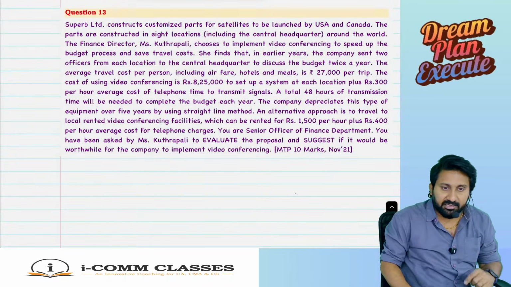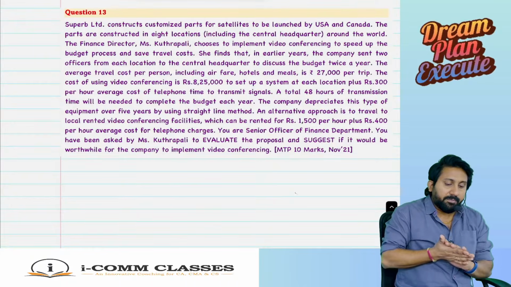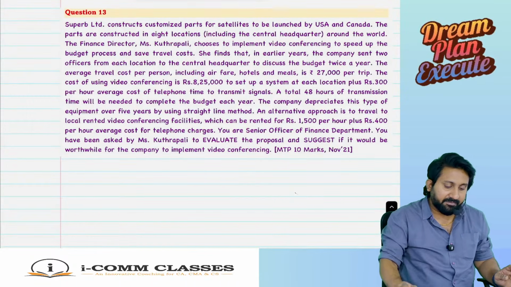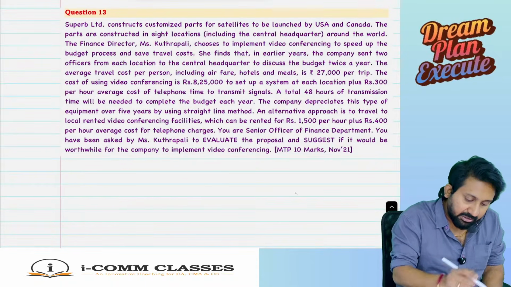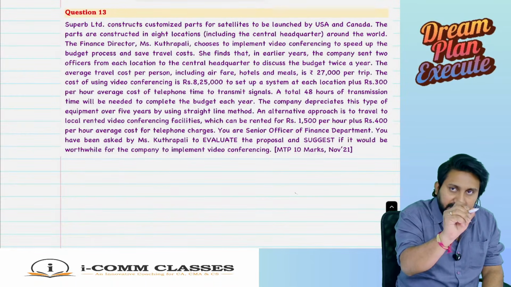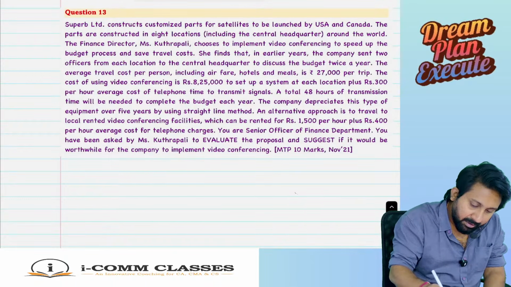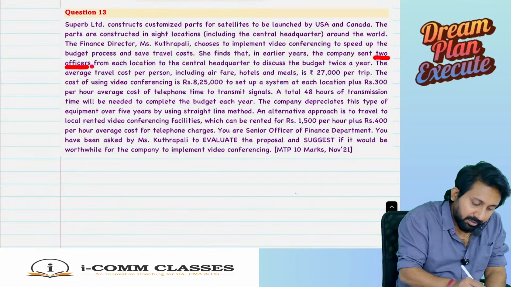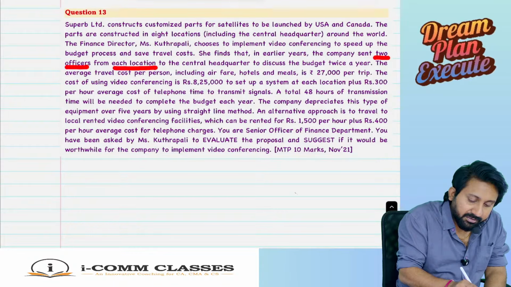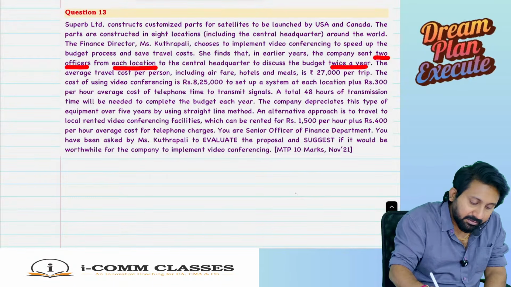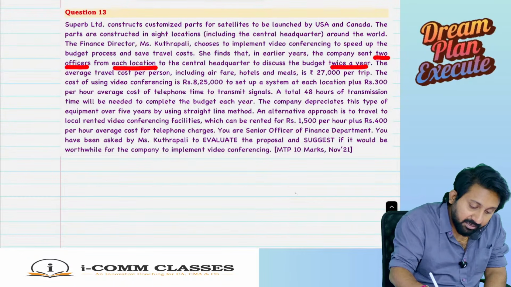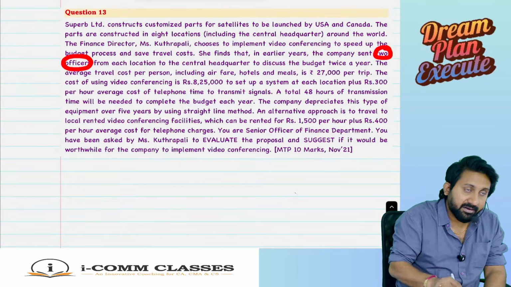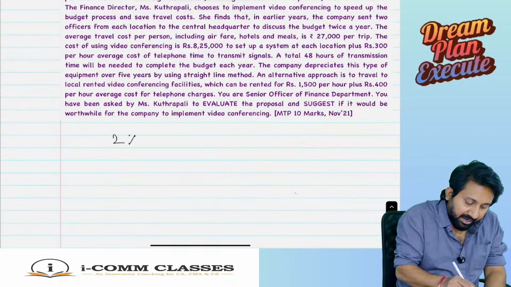Now let us see the situation clearly. Superb Limited constructs the customized parts for satellites, all these things they said. First point, number 1. I will point out some points, you tell me properly. The company sent how many officers? Very good. To which location? How many times? So tell me, how many officers' travel will be there? 2 officers' travel will be there.